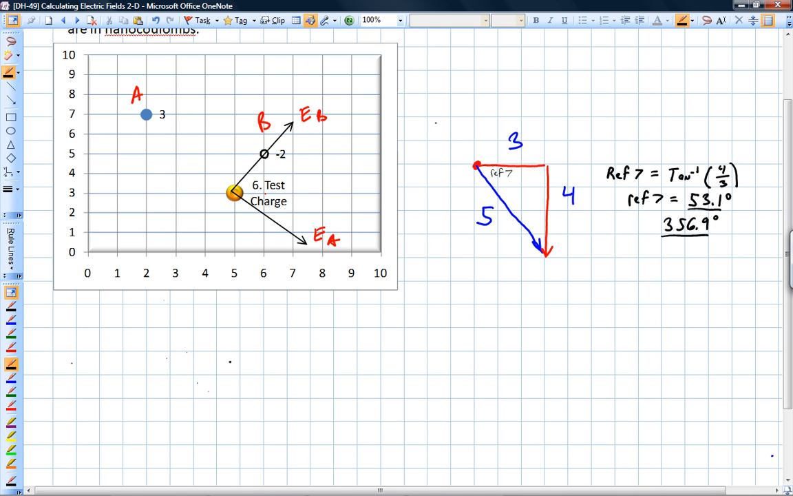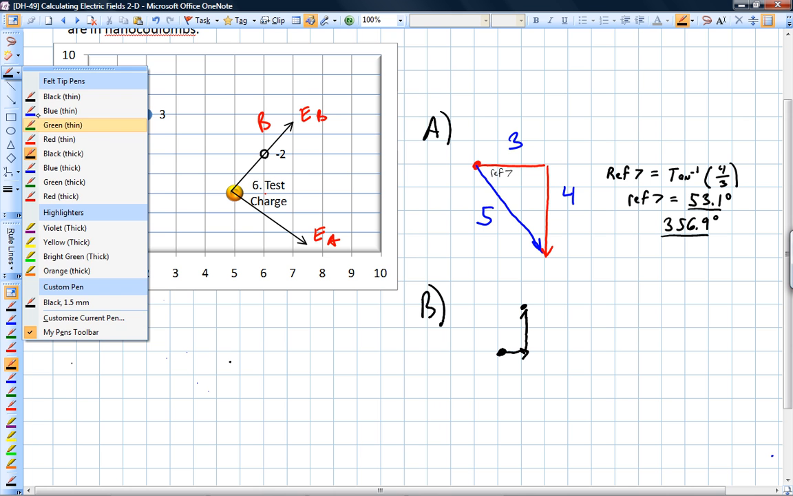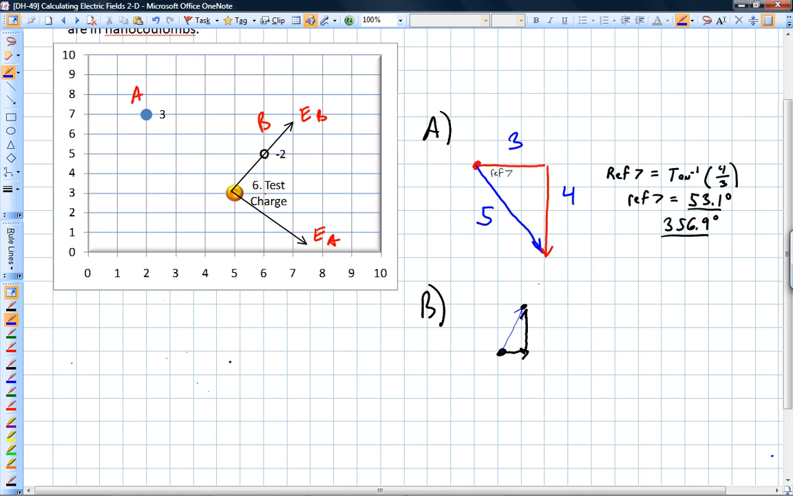So if this was A, B's triangle is going to look a little different. Test charge is over here, and it's going to go up to and over 1. So up to, over 1. It's going to be a lot smaller triangle to try to draw, but that's okay. Like so. And this side is 1, 2, and this side is going to be square root of 3.